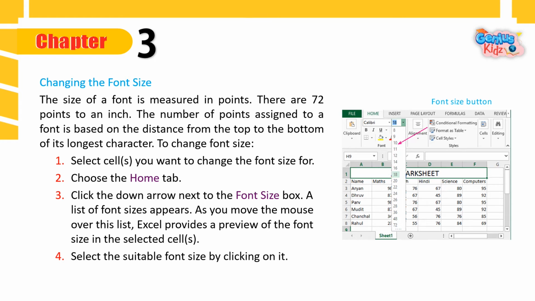Select cells you want to change the font size for. 2. Choose the Home tab. 3. Click the down arrow next to the font size box. A list of font sizes appears. As you move the mouse over this list, Excel provides a preview of the font size in the selected cells. 4. Select the suitable font size by clicking on it.